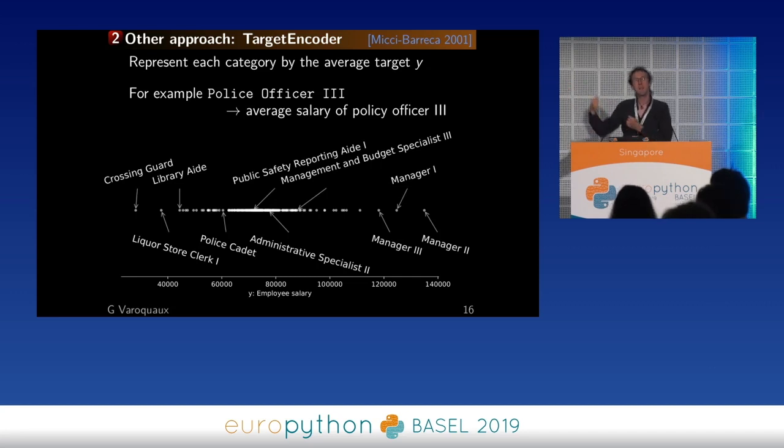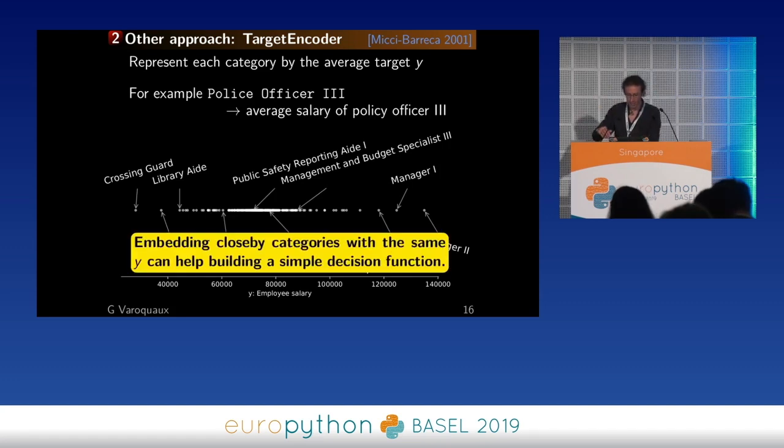So by the way, this is maybe a bit surprising. The order in managers doesn't make sense, right? We have manager 3 who makes less money than manager 1 who makes less money than manager 2. Why is that? Because those are average salaries. And we might have people with different levels of experience or I don't know what. It also is telling us that this signal is not a perfect signal. It's a noisy signal, this embedding. But it's useful because it's embedding all the categories close by when they have the same link to Y. So that's helping us build a simple decision function to do prediction from this representation, okay?